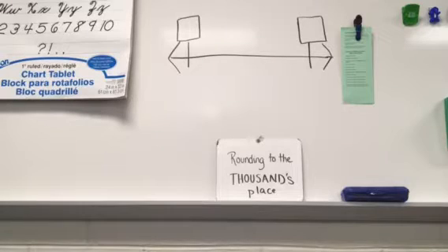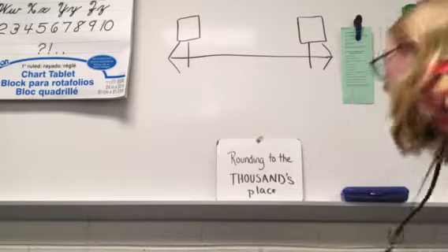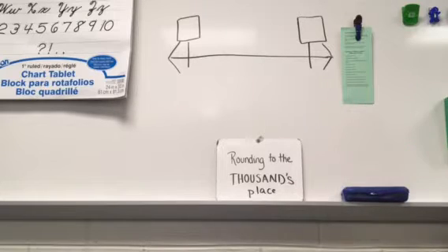All right, friends, today we're going to be working on rounding to the thousands place. So when we are taking the number, we're going to identify what number is in the thousands place, and we're going to round to that place. So the first thing we're going to do is start by counting by 1,000.